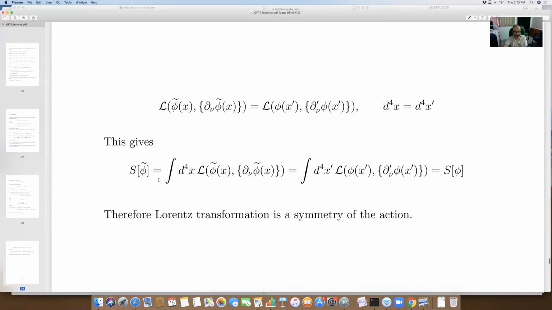And so now you start with S of phi tilde, which is here. Just replace phi by phi tilde. Then using this identity and the fact that d⁴x equals d⁴x prime, we can rewrite this as the integral d⁴x prime, L of phi x prime, del prime nu of phi x prime. But now, of course, x prime is just a dummy variable, just an integration variable. We can change the name from x prime to x. Phi tildes have become phi, that's the important thing. So you can change x prime to x in this, and that gives us back S of phi. So this is what establishes that Lorentz transformation is actually a symmetry of the Klein-Gordon action.